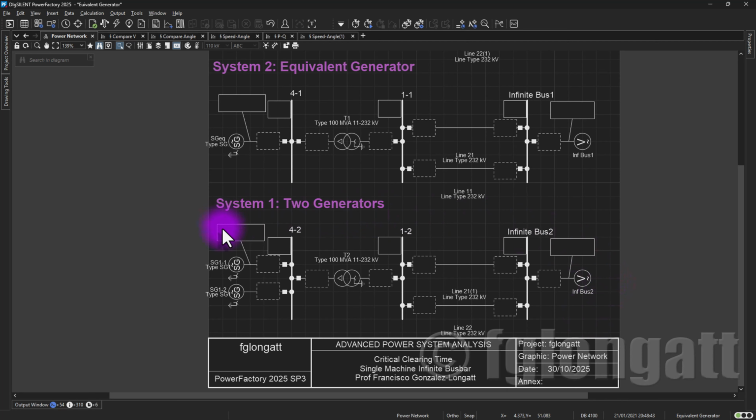So today we have here system number one. You can identify that system number one is a machine connected to the infinite bus bar. But in this case, in this low voltage bus bar, we have two synchronous machines. They are operating as generators and they are supplying power to the infinite bus bar. To do so, we have a step-up transformer and two overhead transmission lines delivering the power to the infinite bus bar. So in this case, let's start to see the data.